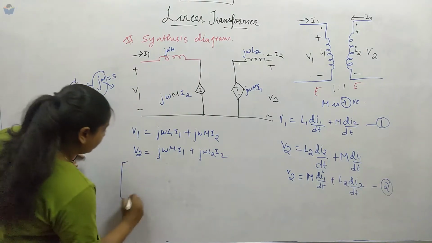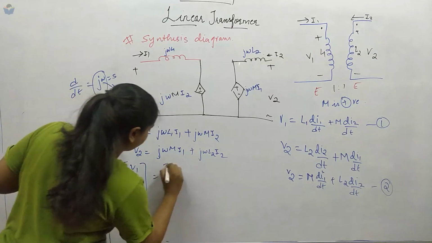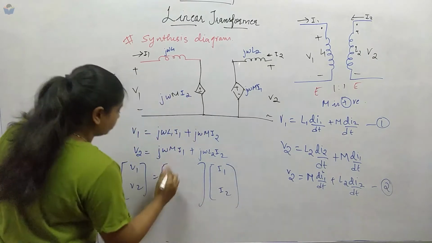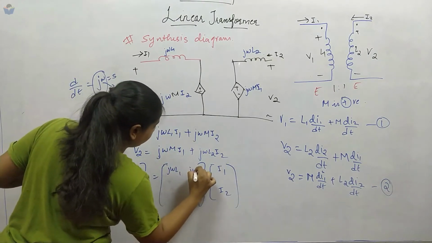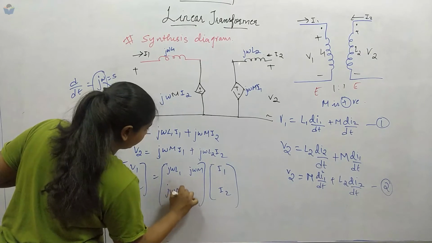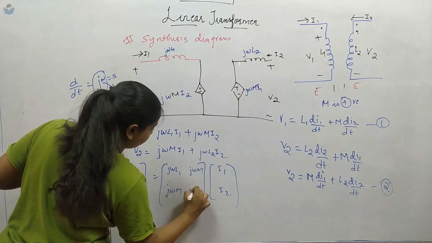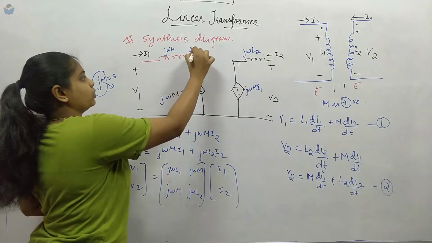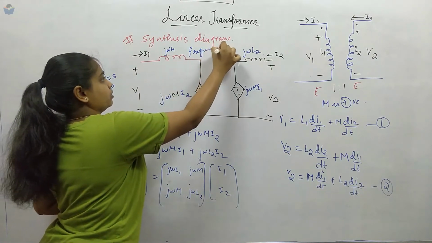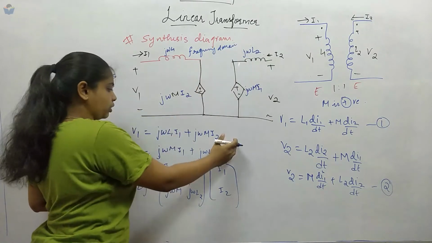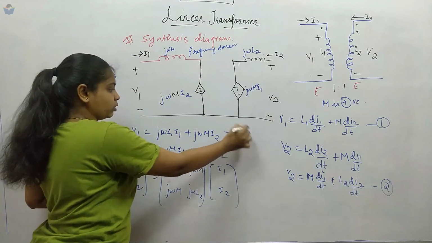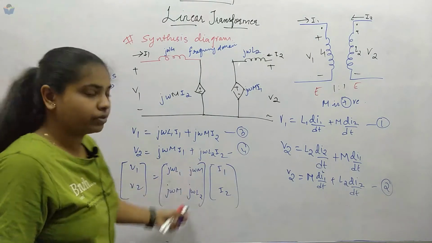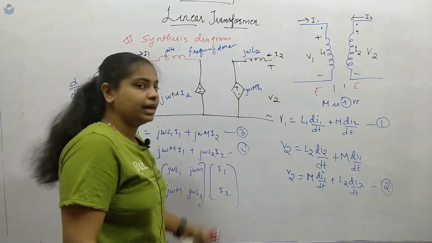Now we can write this also in matrix form. V1, V2 equal to, this is I1, I2. So this is j omega L1, this is j omega M, here also j omega M, and here it is j omega L2. So this is the synthesis diagram for the frequency domain, and the equations for the frequency domain are here. Let us call this 3 and this 4. And the matrix form here is V1, V2, j omega M, I1 and I2.